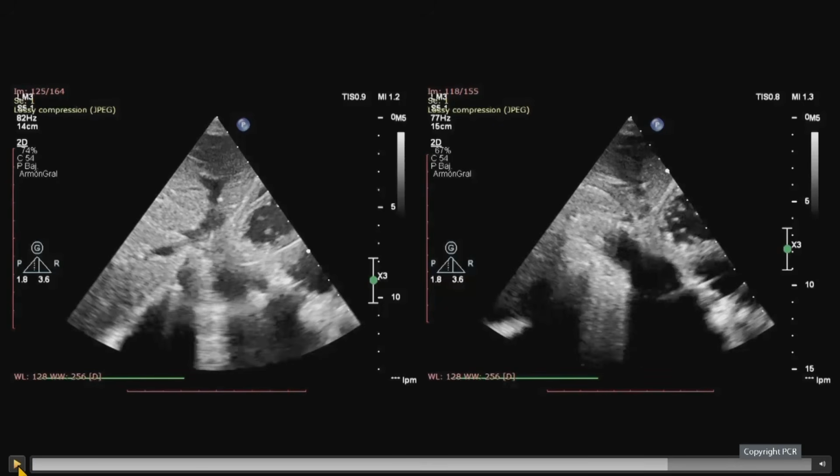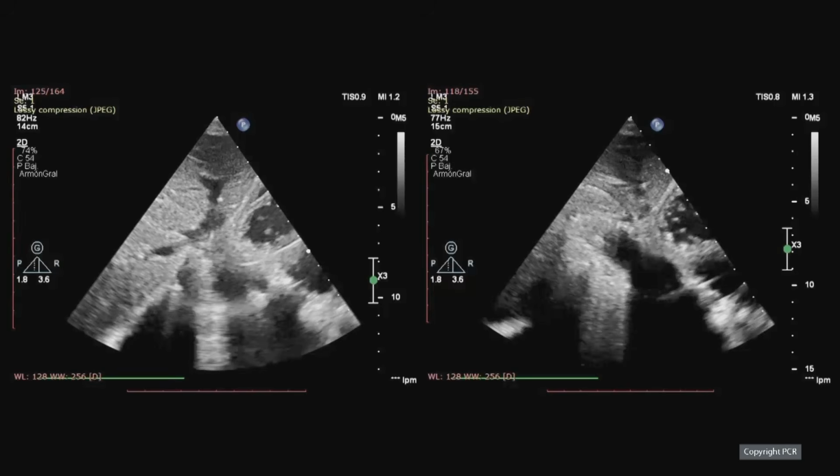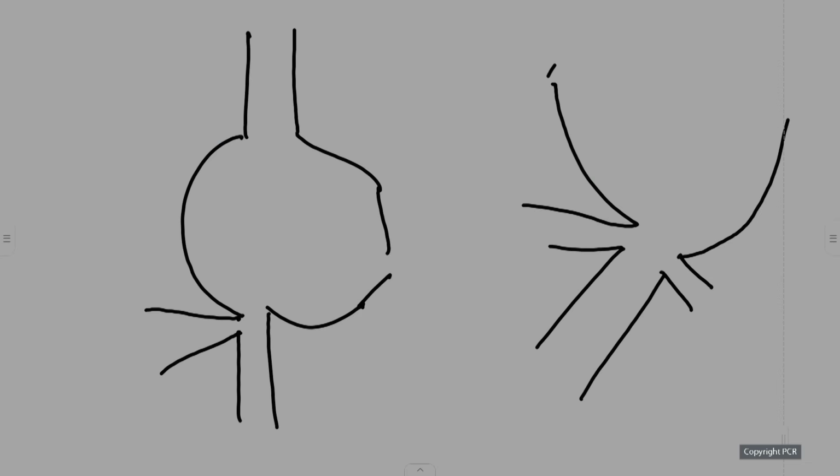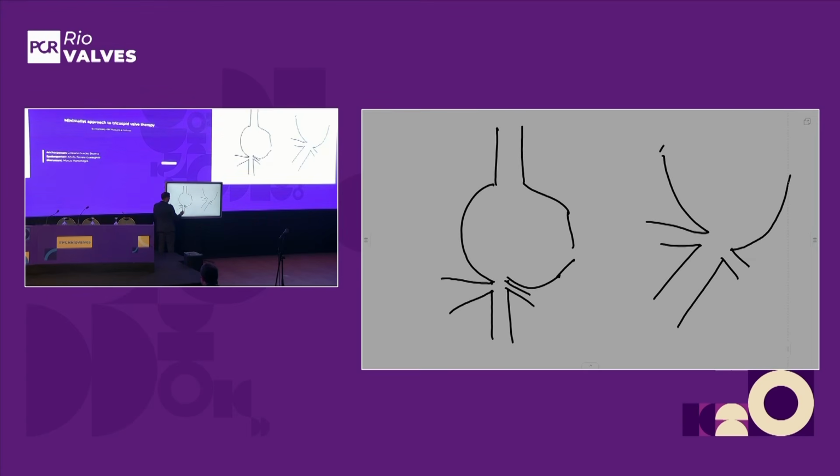So the images in echo are not perfect because of the COPD, so we try to make some graphic things here, because normally we are not well trained in echo. So the anatomy is like this. So you have the hepatic veins and the right atrium, sorry. Normally the imaging that we get is like this.